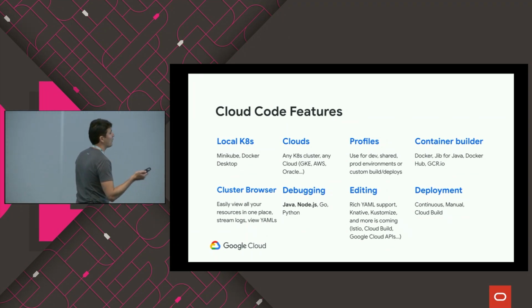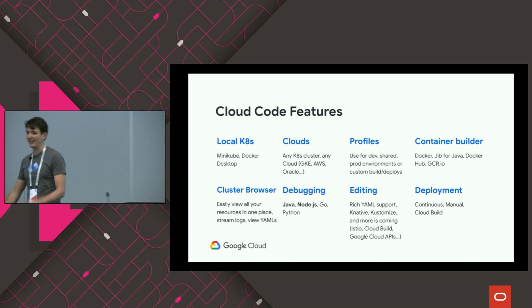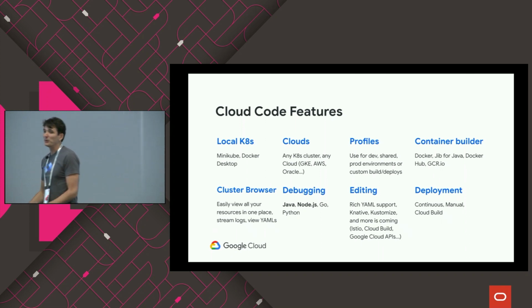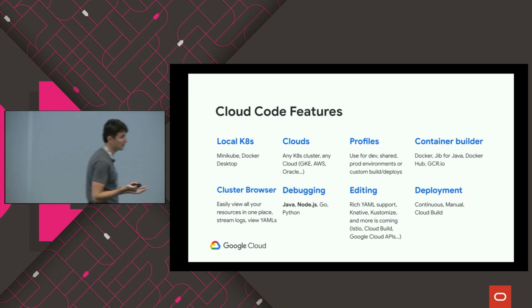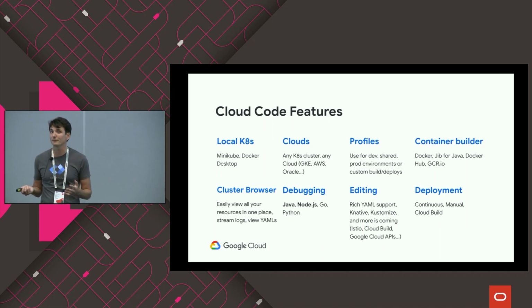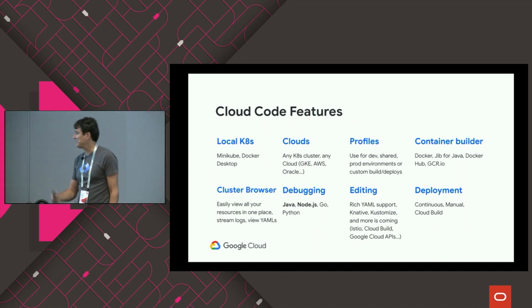Debugging. For now, we have Java and Node.js. It works just like that. And Go and Python is coming soon, hopefully end of this month. Editing. We have rich YAML support. What we saw was great functionality from the JetBrains Kubernetes plugin. We have a lot more. Knative, Kustomize, and more is coming.